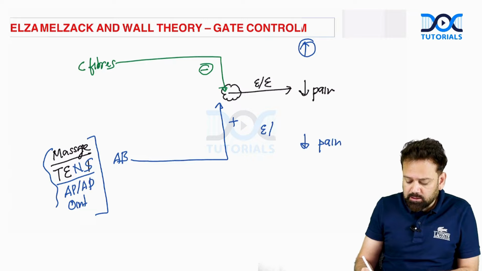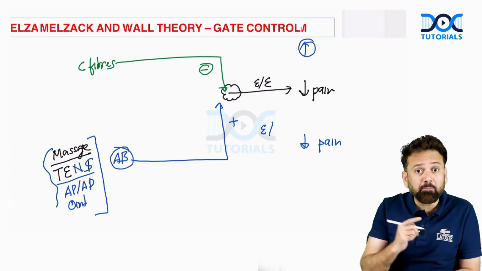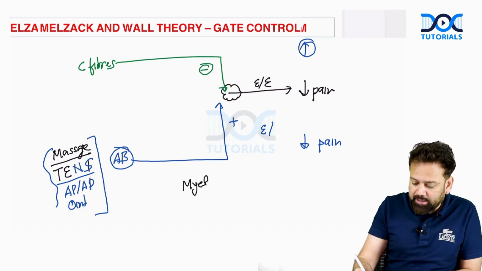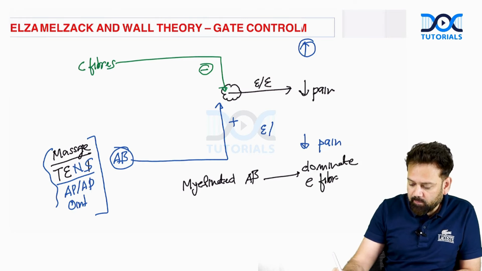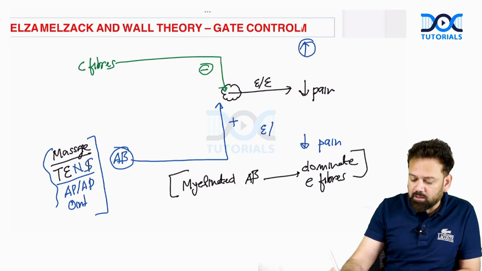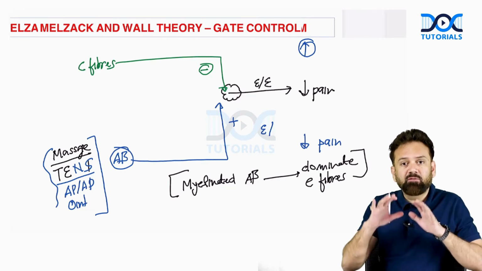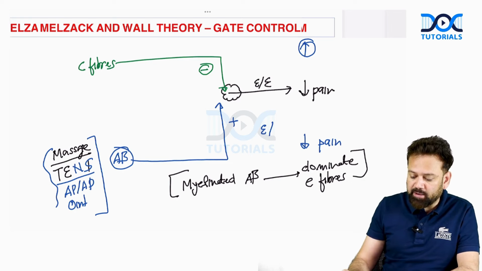So what is the main point? A beta fibers are dominating because they are myelinated. So the summary is that myelinated A beta fibers will dominate over C fibers. This is an important point. Myelinated A beta fibers are going to dominate over C fibers. By this, pain will be suppressed. It is called the gate control theory or gate control mechanism.